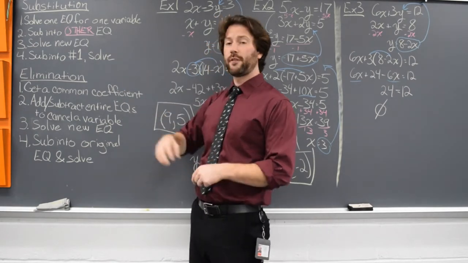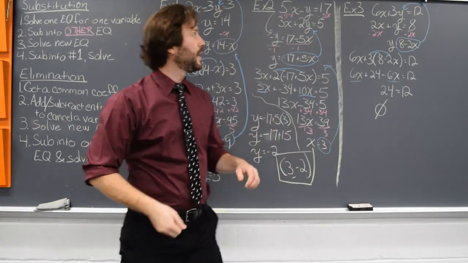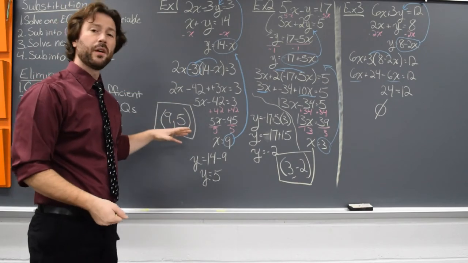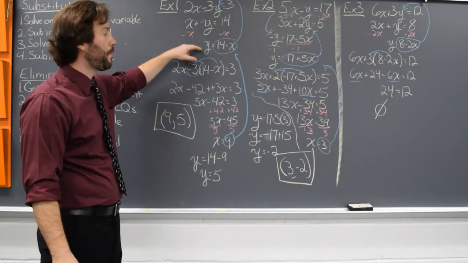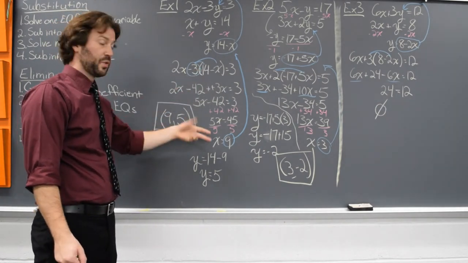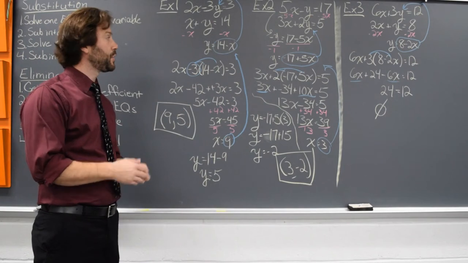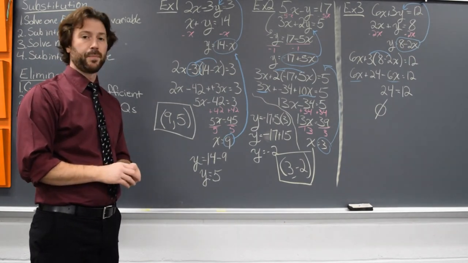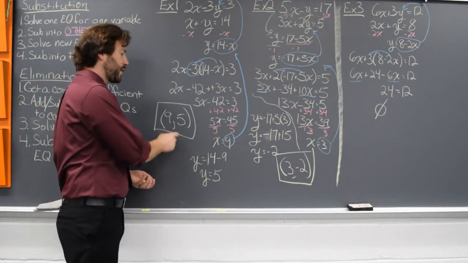Either one of these will work for any system of equations. The benefit of solving with substitution is it's pretty straightforward. There's no real tricks to it. It's just algebra. Okay, get a variable by itself, sub something in place of that variable, solve an equation. Sub that solution into the original equation and solve for the other variable. Okay, just remember that the solution to a system of equations is an XY ordered pair.